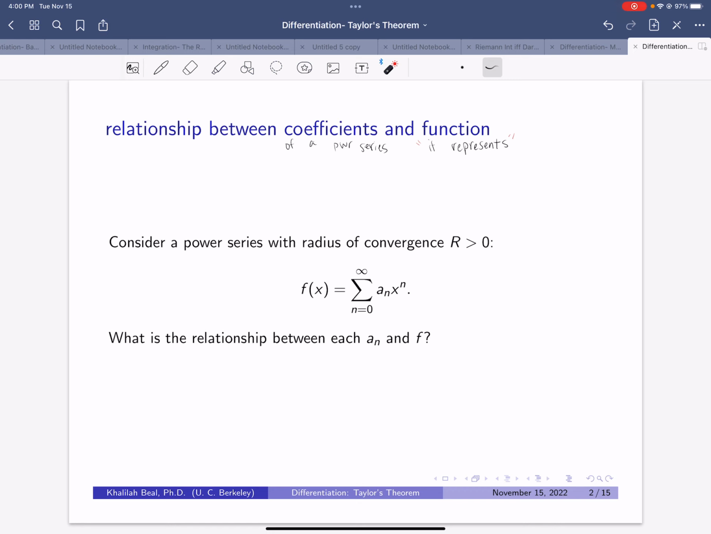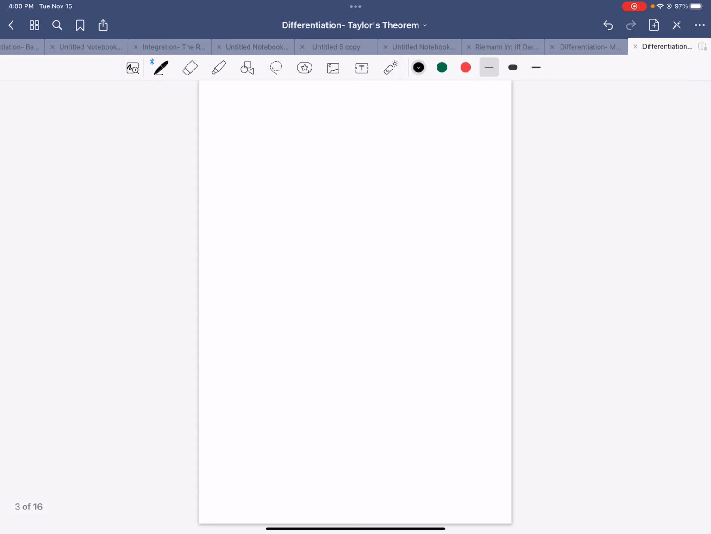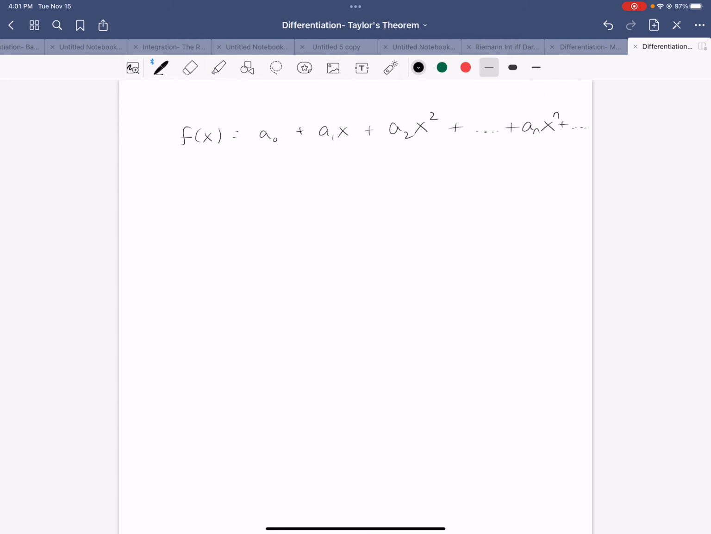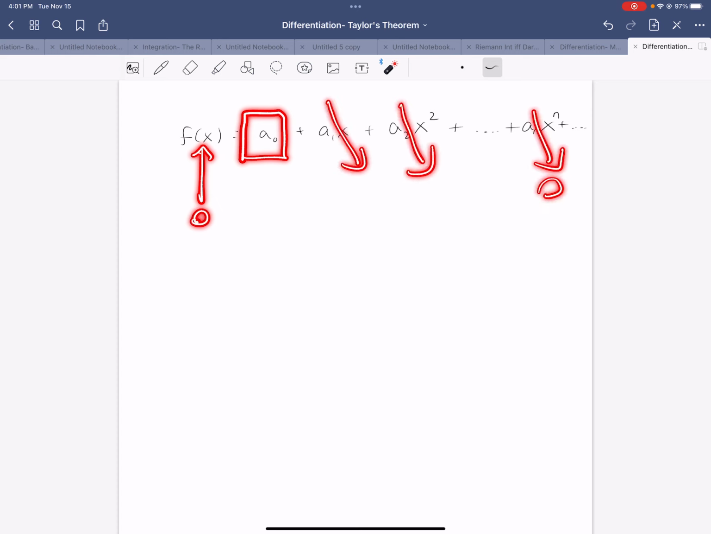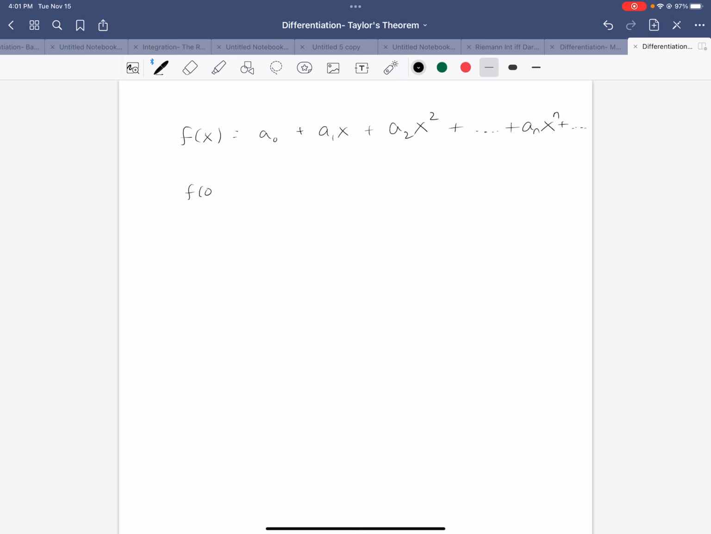What is the relationship between each coefficient a sub n and f? The way to see this is, let's have a new page here. If we have f of x as, and I'm just going to write out a naught plus a1 x plus a2 x squared plus dot dot dot plus a sub n x to the n. The first thing we notice is we can single out a naught by simply setting x equal to 0. If x is equal to 0, then the remainder of these terms are going to be equal to 0, and a naught, therefore, is going to be equal to f of 0. So f of 0 equals a naught.